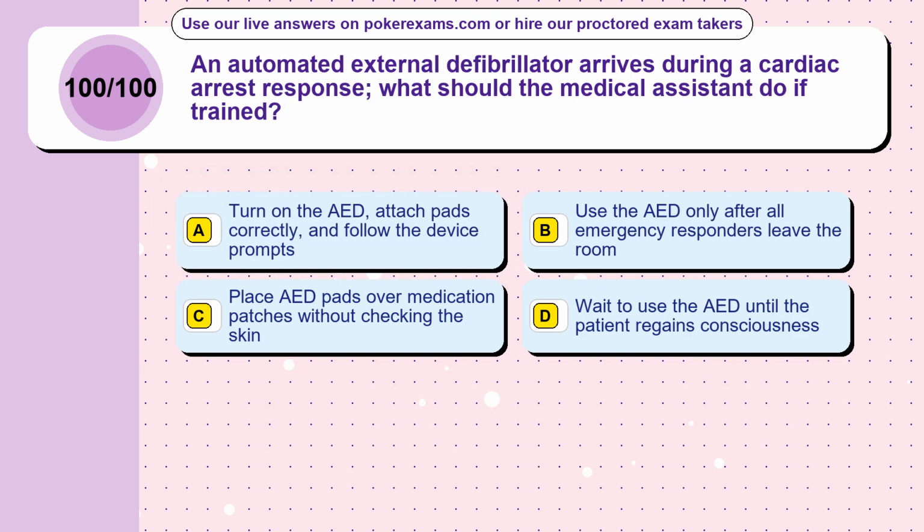Question 100. An automated external defibrillator arrives during a cardiac arrest response. What should the medical assistant do if trained? Option A, turn on the AED, attach pads correctly, and follow the device prompts. Option B, use the AED only after all emergency responders leave the room. Option C, place AED pads over medication patches without checking the skin. Option D, wait to use the AED until the patient regains consciousness.